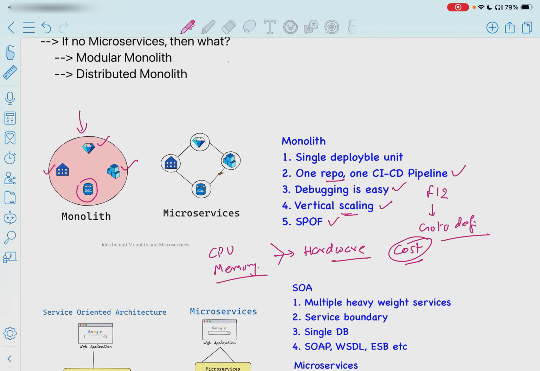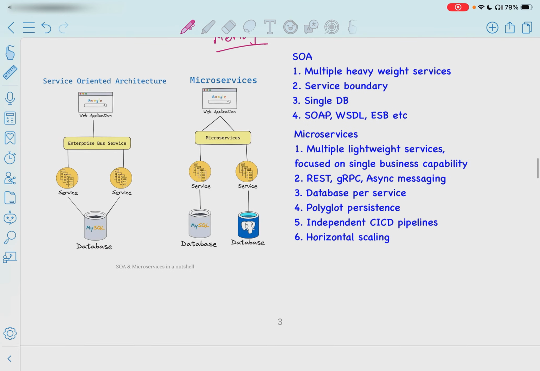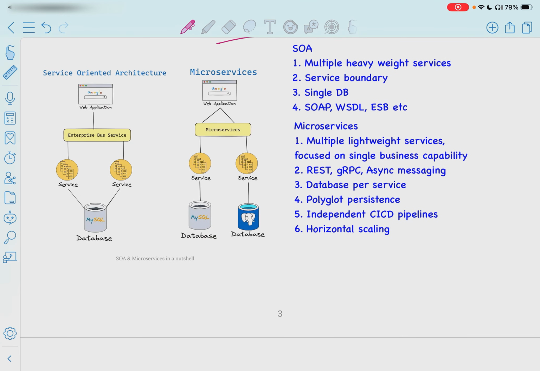I remember in my initial days of my career, I used to work on monolithic applications. So I had seen all the pros and cons of monolithic applications. Okay. Now, the next option available for the architectural pattern is service-oriented architecture. I have already described this in more detail in one of my Substack blogs, so you can go and check it out. But let me summarize it here.